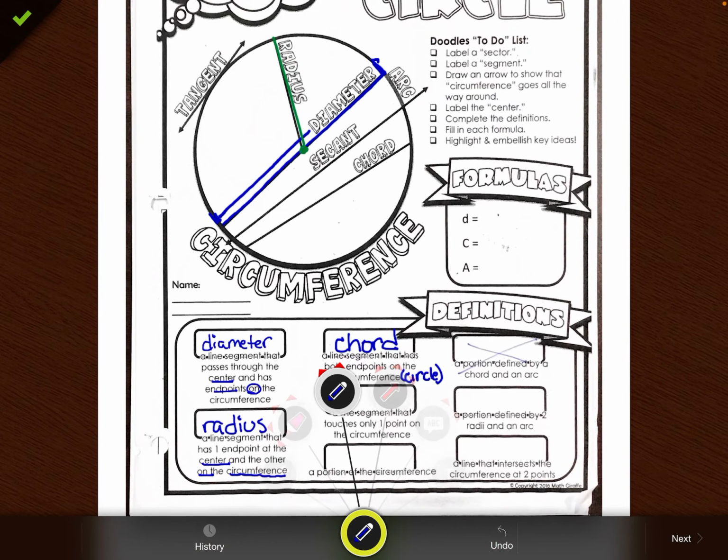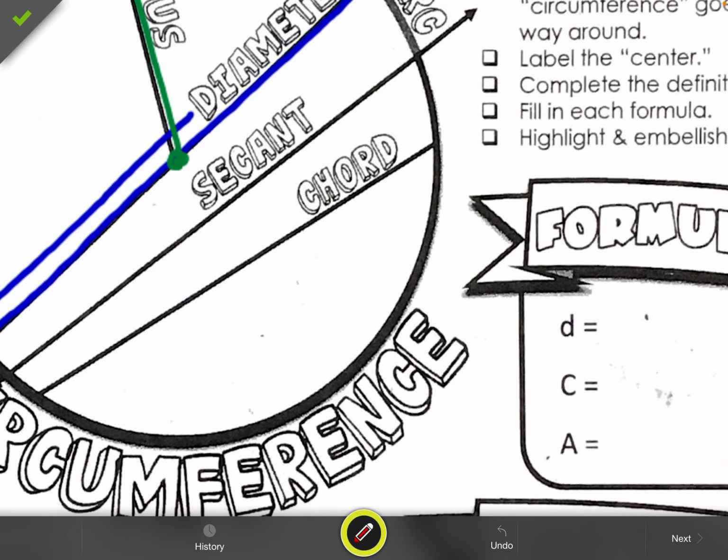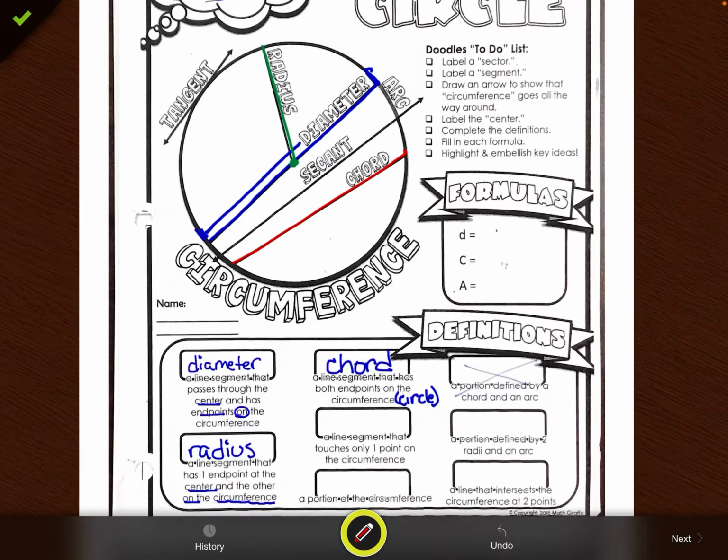And so again, if we come back up to our picture, okay, they did a good job labeling this. It's a line segment. Okay, it has endpoints on your circle. It doesn't necessarily, it's not going through the center. It doesn't have to. Okay, it's called a chord.